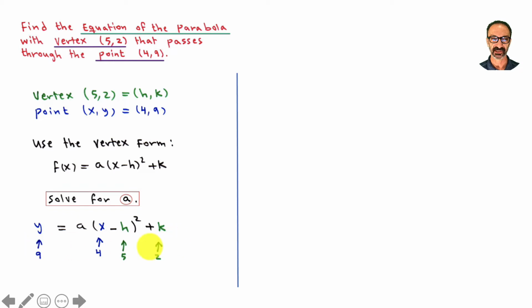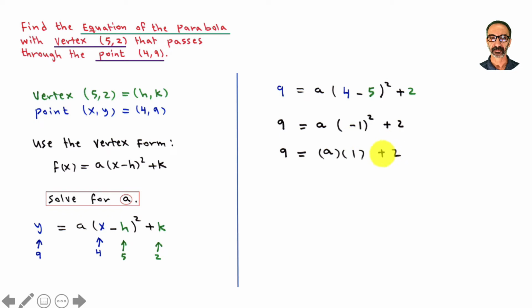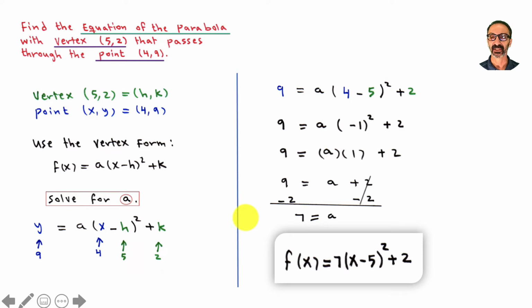Notice that everything is given except a, and with calculations, I have 4 minus 5, which is negative 1. Squared will be 1. So I have 1a plus 2 equals 9. Subtract 2 from both sides, I get a equals 7. And now we are ready to write the equation. And that should do it.